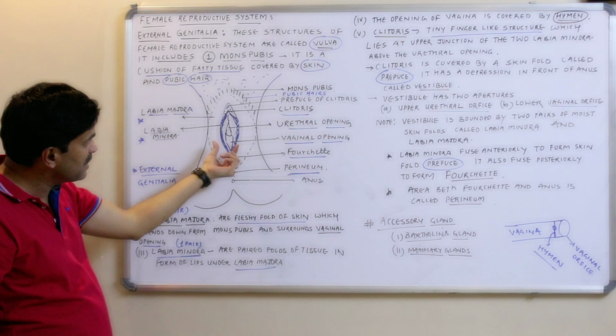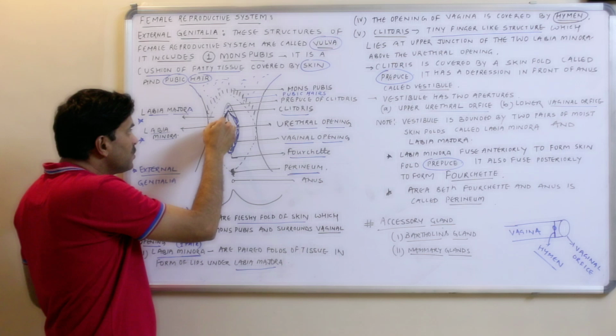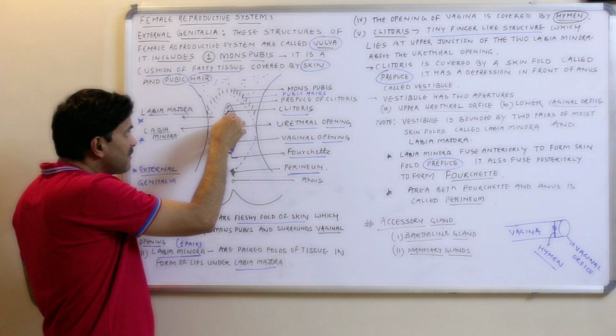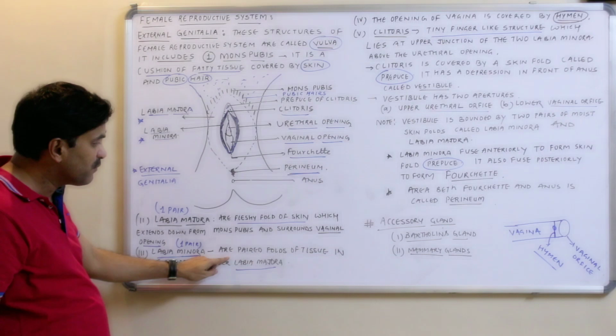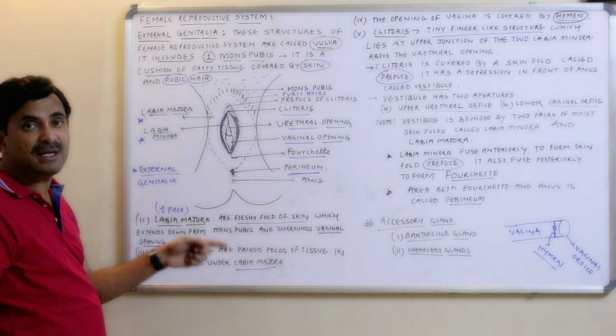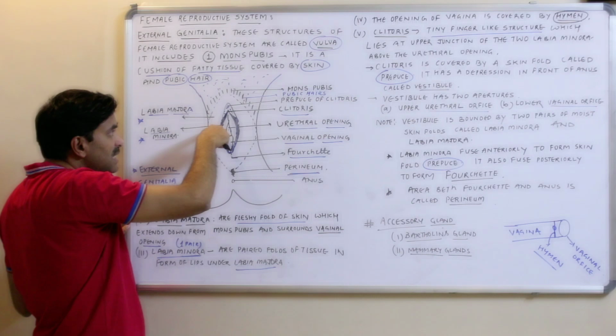Okay. Now the next one is the labia minora. Inner to the labia majora are the labia minora. These lip-like structures found inner to the labia majora are the labia minora. They are also one pair, meaning they are paired folds of tissue, in the form of lips under the labia majora. So this is the mons pubis. Now this one and this one are the labia majora. Inside the labia majora is the labia minora.